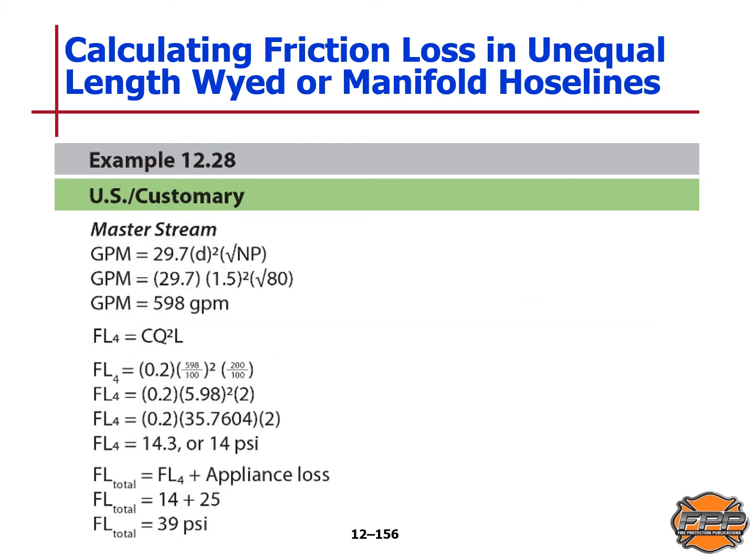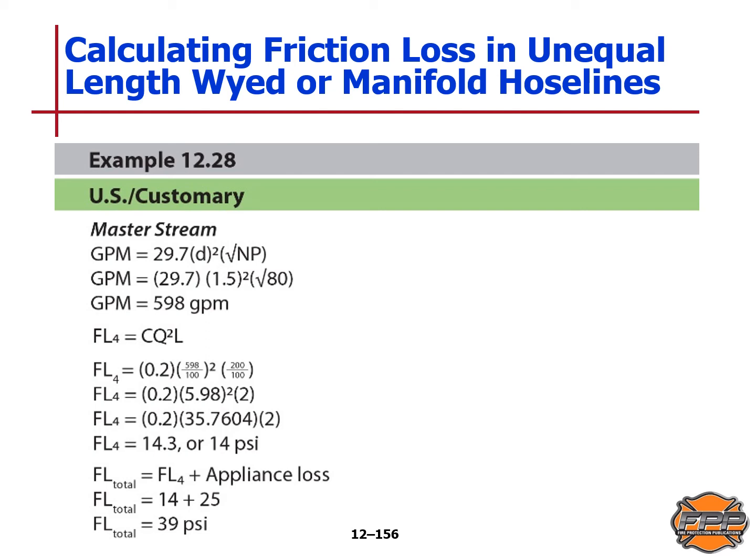So let's break this down. We have our master stream, where gallons per minute equals 29.7. That's our coefficient from our table, times the diameter squared times the square root of nozzle pressure. So if we follow the next line, gallons per minute is 29.7 times 1.5, that's the size of our nozzle squared, times the square root of 80, which is our nozzle pressure. So the math works out to gallons per minute at 598 gallons per minute.